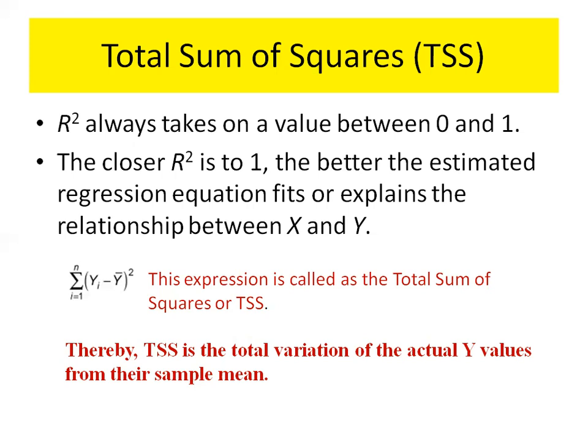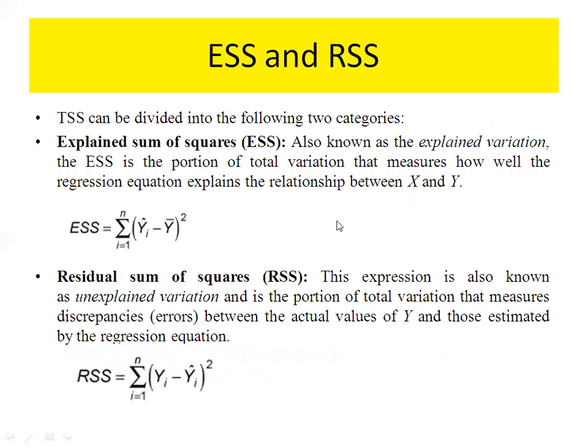Then ESS is all about how much percentage of this total variation is explained. RSS is how much percentage or share of this total variation goes unexplained. Now, you see the formula. The TSS can be divided into two categories. So TSS is equal to ESS plus RSS. What is ESS? Explained variation. Explained sum of squares, or explained variation, is the portion of total variation that measures how well the regression equation explains the relation between x and y.